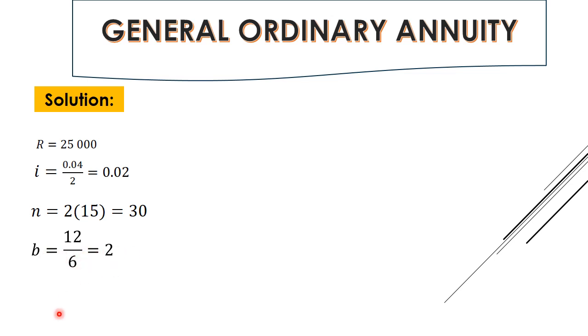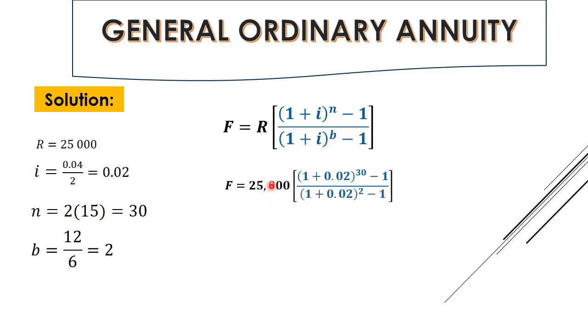Now we substitute this into the formula, that is F equals R times (1 plus I to the power of N minus 1) over (1 plus I to the power of B minus 1). Okay, so let's substitute this. We have 25,000 times (1 plus 0.02 to the power of 30 minus 1) over (1 plus 0.02 to the power of 2 minus 1). Okay, so now try to use your calculator. The future value for the general ordinary annuity is 502,080.19 pesos.